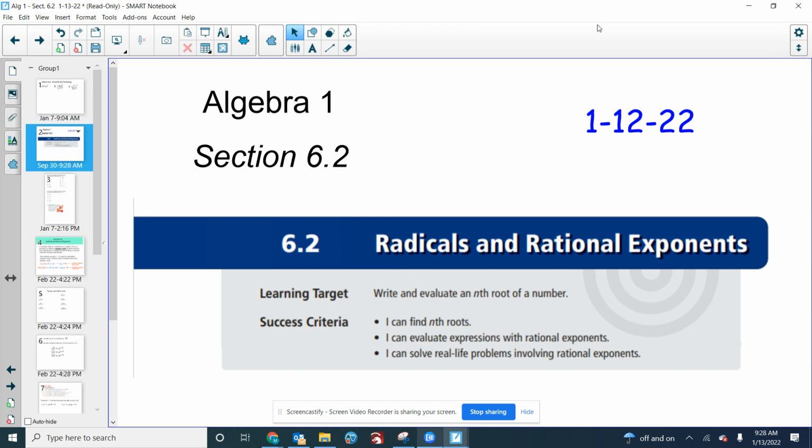There's negative 4 to the fourth power. Negative 4 being raised to the fourth power. Negative times negative is positive, negative times negative is positive.